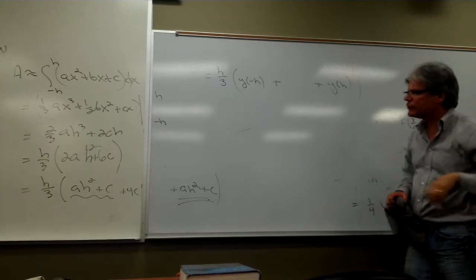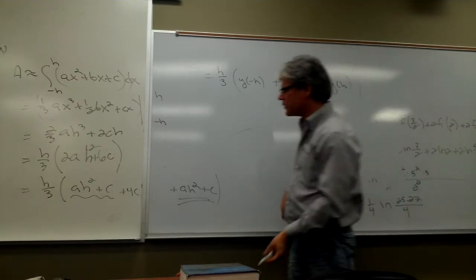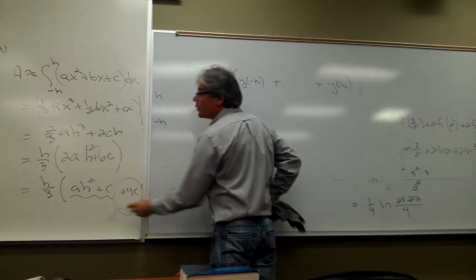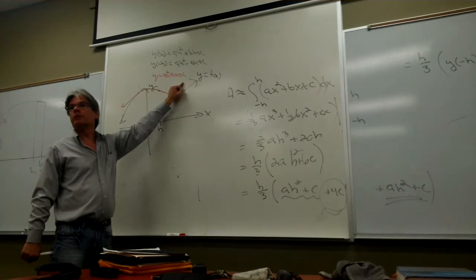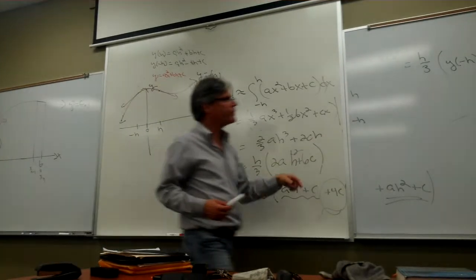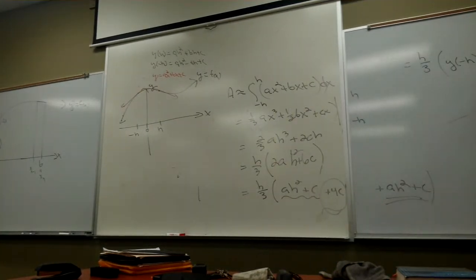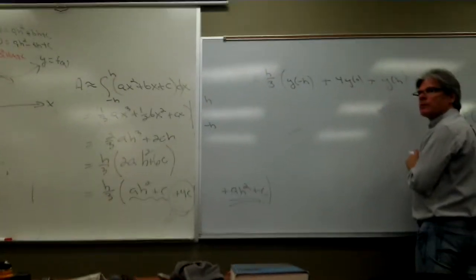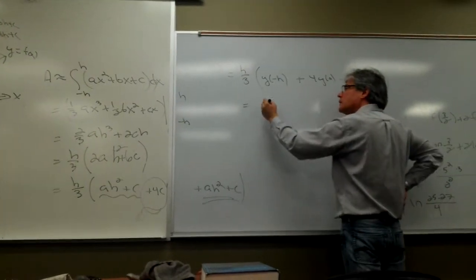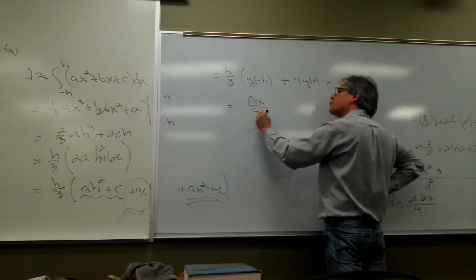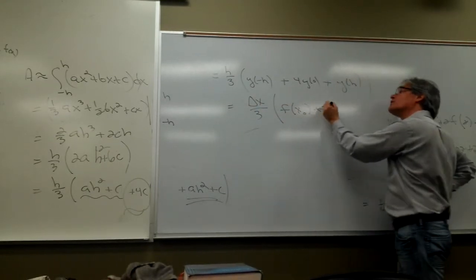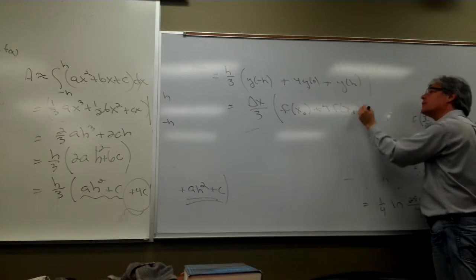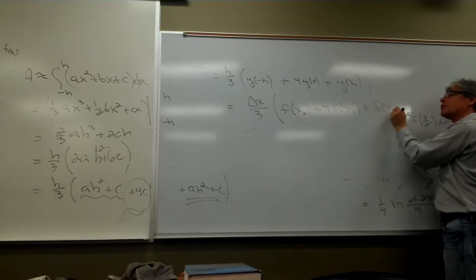And lastly, shoot, what did I miss? Darn it, I missed the circle term right here. Well, technically speaking, if you were to evaluate this function at 0, wouldn't you just get c? Yes. Well, that being the case, I can interpret the 4c as 4 times y at 0. Or shall I say, this is simply my delta x over 3 times my function f evaluated at the first input, plus 4 times my function f evaluated at the second input, plus 1 times my function evaluated at the third input.